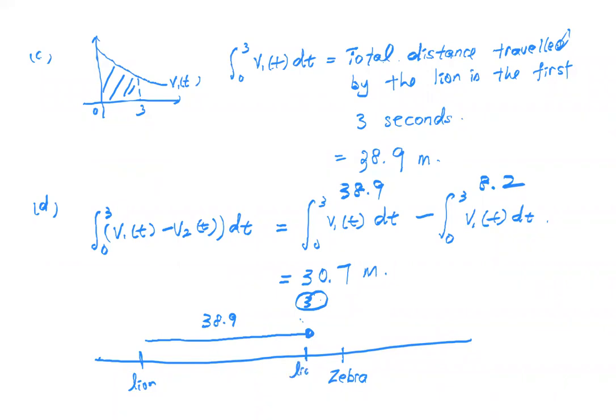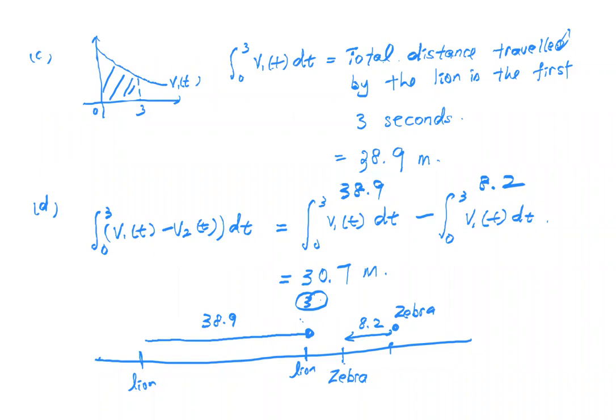Where is the zebra? The zebra is from here. You measure another 8.2. Here is the position of the zebra. Has the lion caught up with the zebra? No. After 3 seconds, the zebra is still ahead of the lion. Am I right? Because they start with different starting points. Got it?